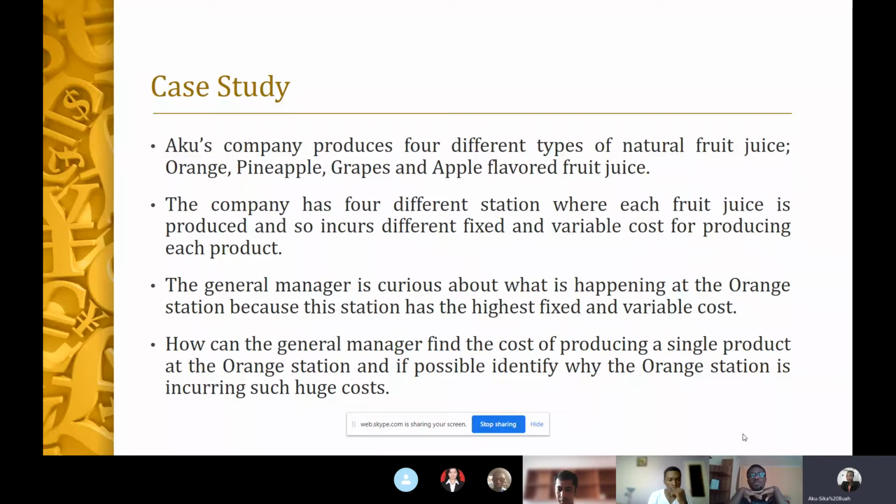The general manager is curious about what is happening at the orange station because this station has the highest fixed and variable costs. How can the general manager find the cost of producing a single product at the orange station, and if possible, identify why the orange station is incurring such huge costs? So this is the case study.